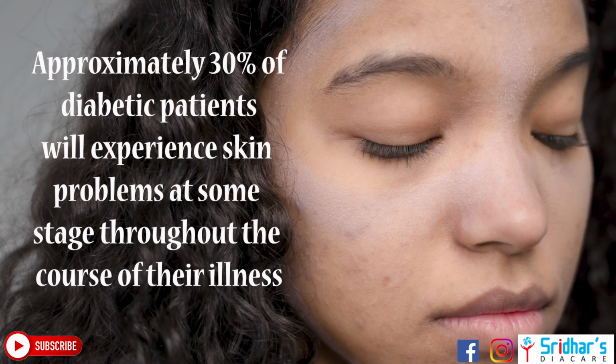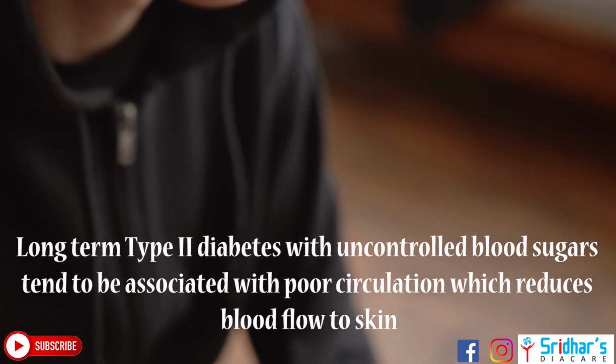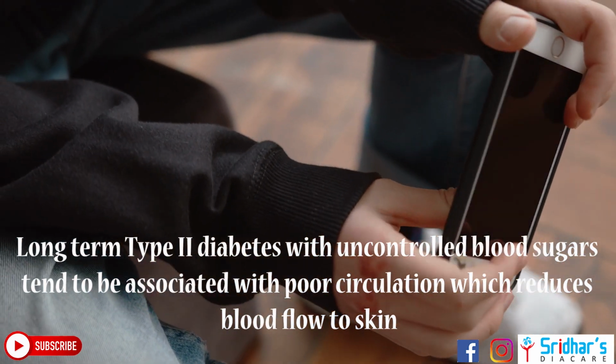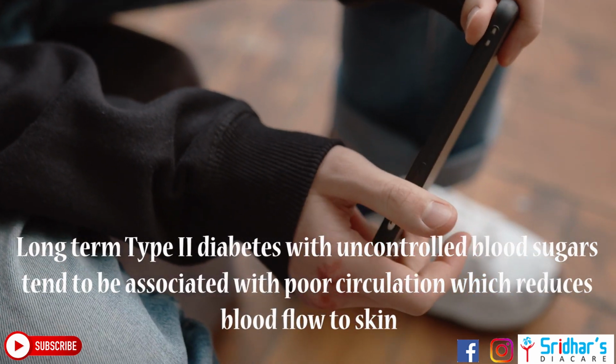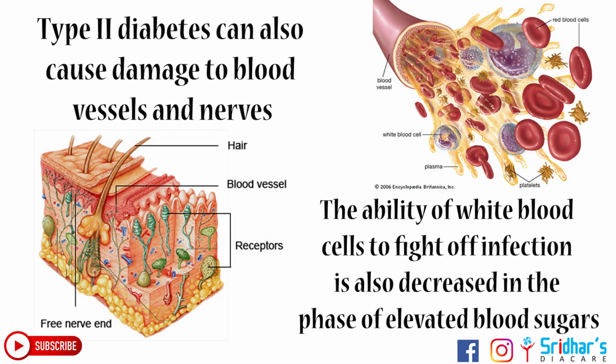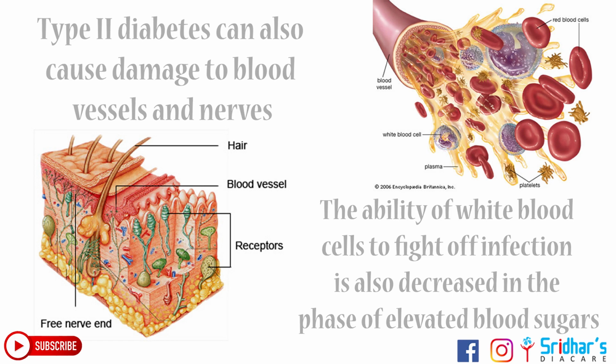Now, when you're talking about skin problems in diabetes, approximately 30% of diabetic patients will experience a skin problem at some stage throughout the course of their illness. Long term type 2 diabetes with uncontrolled blood sugars tend to be associated with poor circulation, which reduces blood flow to skin. It can also cause damage to blood vessels and nerves. The ability of white blood cells to fight off infections is also decreased in the face of elevated blood sugars.